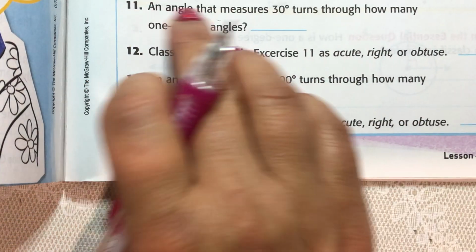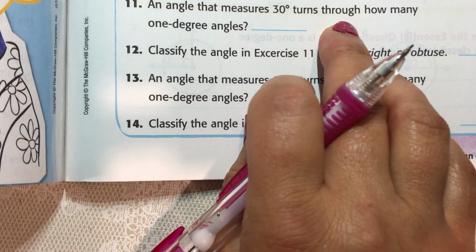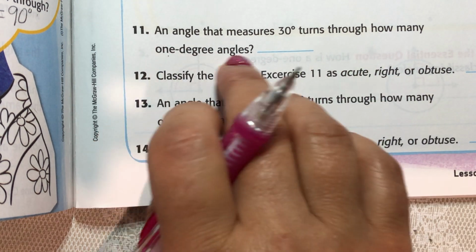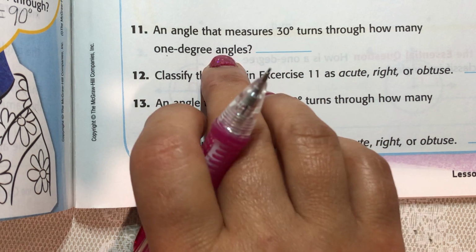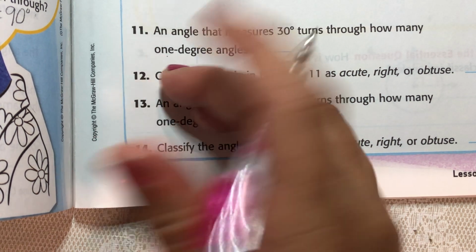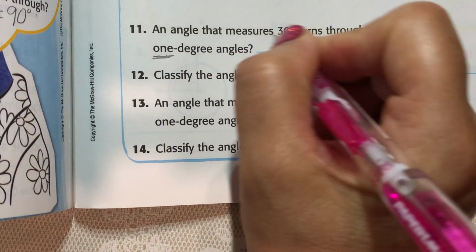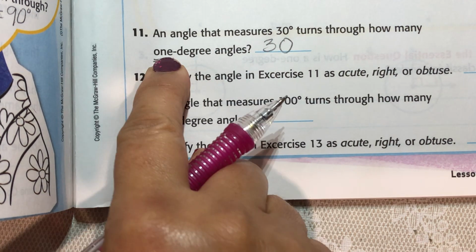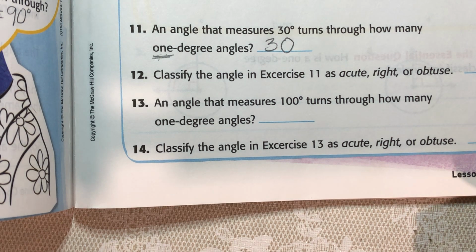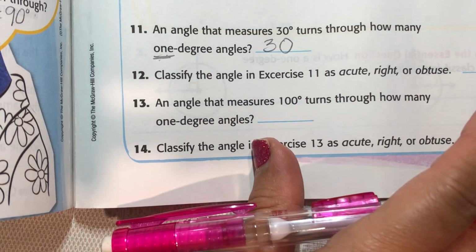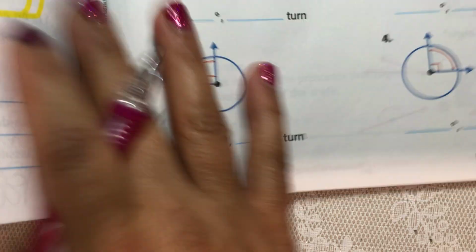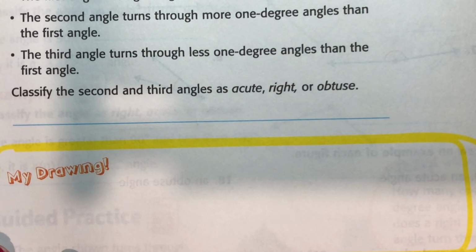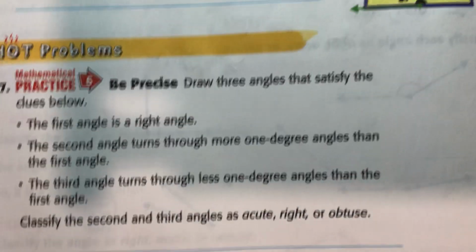And then, an angle that measures 30 degrees turns through how many one-degree angles? If it's 30 degrees, how many one-degree angles are there? Come on, people. For it to get to 30, there has to be 30 one-degree angles. All right, have fun with that. Don't forget to do the back. And again, just go back to all the notes and you'll be fine. All right, great.